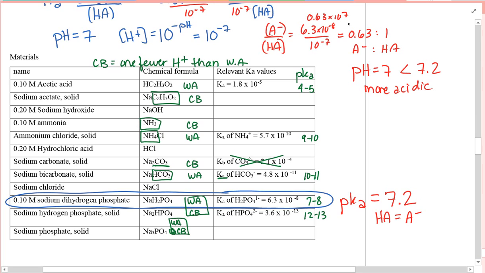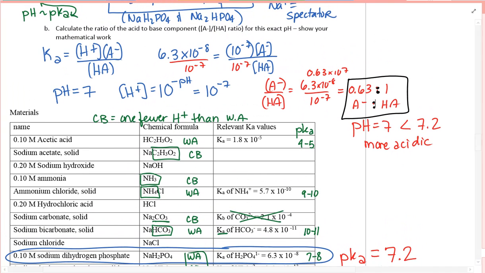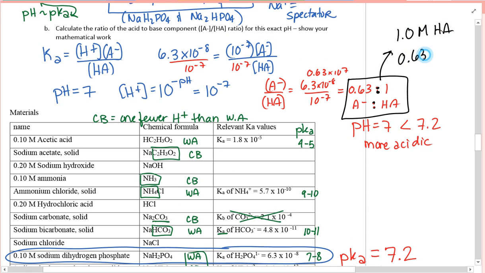And look, when I checked my work just here, it looks like we need one acid for every 0.63 A minuses. So it looks like we need more of the acid than the base to have this be a buffer with a pH of 7. One way we could think about how this would translate, maybe you're actually going to make a solution here: your solution could be 1 molar HA and then 0.63 molar A minus. This would be how you'd actually go about making this.